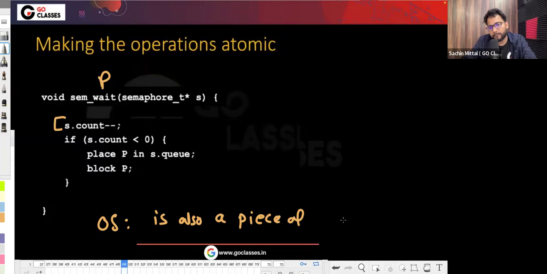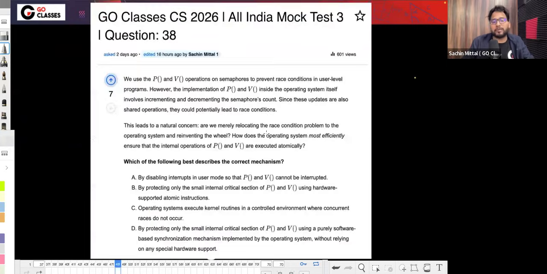The operating system is a piece of code only, written by some operating system designer. So if you have P and V operations, and multiple threads are executing P and V, will there not be a race condition? Yes, there will be a race condition. So basically, this option C is wrong.